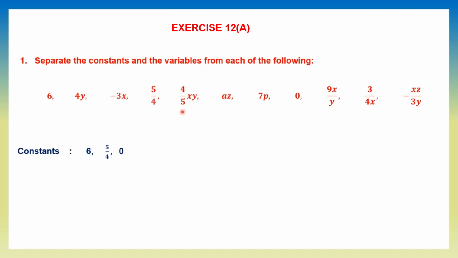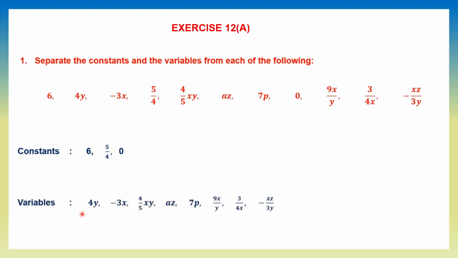Now 4 by 5, if the number was by itself, we could have called it a constant. But when it comes along with letters, the whole thing is called a variable. Now az is a variable. 7p, 7 is a constant, but when it comes along with a letter, it becomes a variable. So the other constant is only 0. So we have 3 constants here and the rest are all variables.